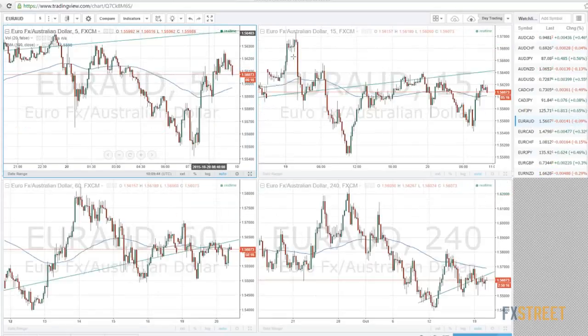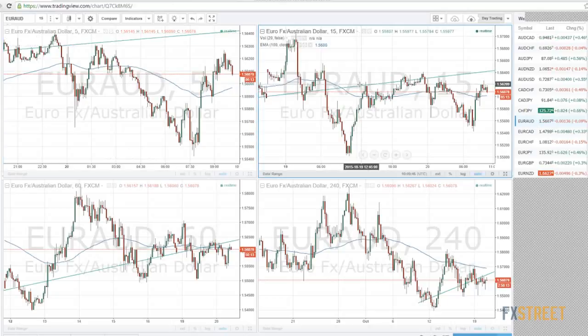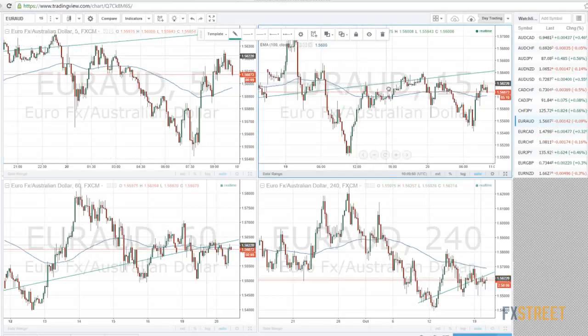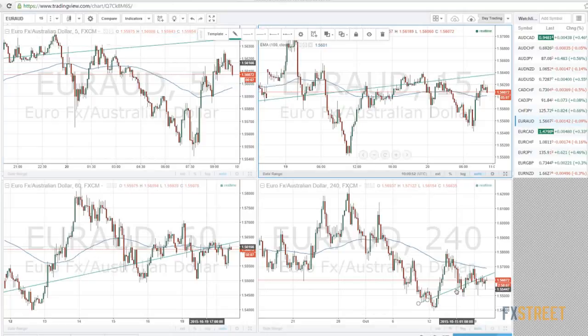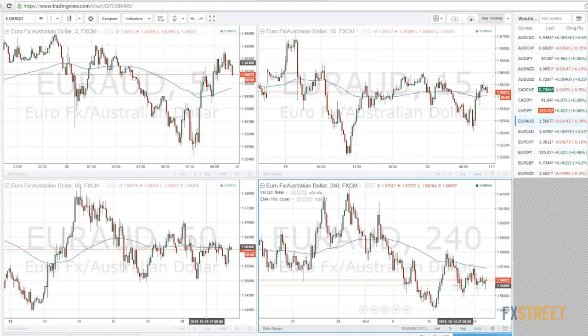The Euro Aussie, let's get rid of this here. So the Euro Aussie is in the middle of no man's land. Hold on. Let's get rid of that.